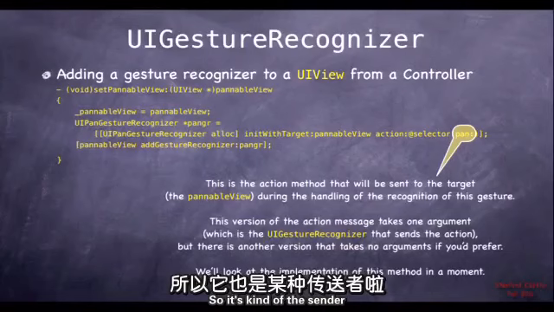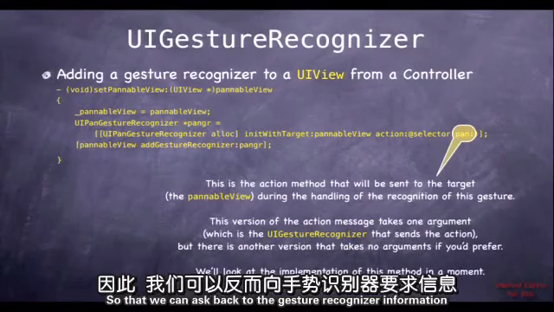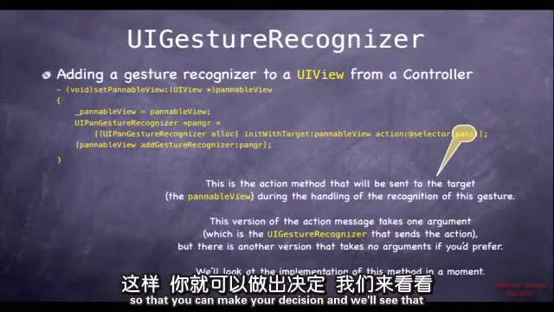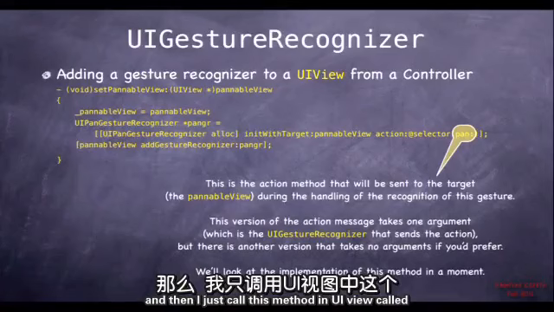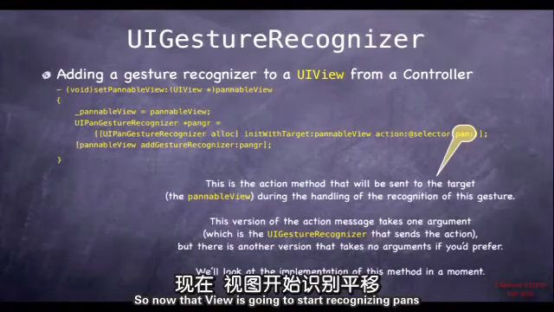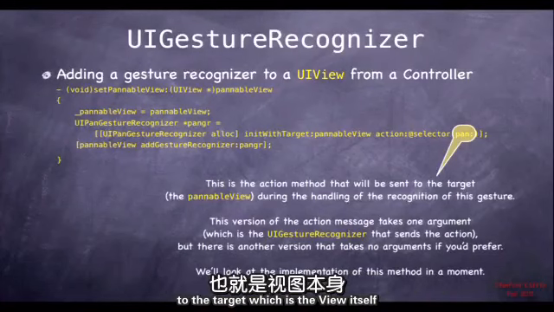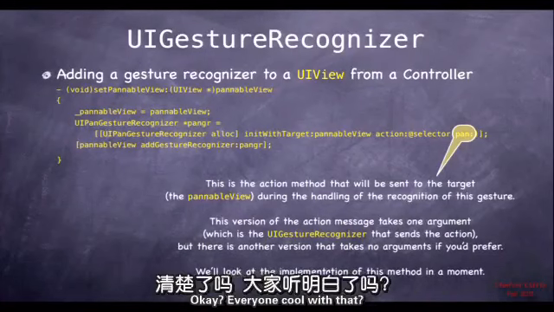So it's kind of the sender, if you want to think of it that way. The gesture recognizer is the sender. So that way you can ask back to the gesture recognizer for information so you can make your decision, and we'll see that. And then I just call this method in UIView called addGestureRecognizer, and boom, it's done. So now that view is going to start recognizing pans, and when a pan happens, it's going to send pan colon to the target, which is the view itself. Okay? Everyone cool with that?